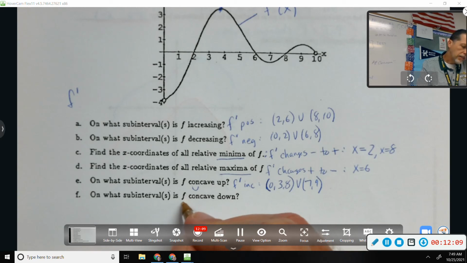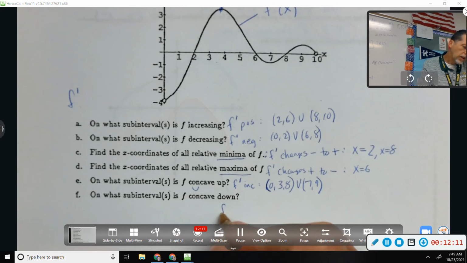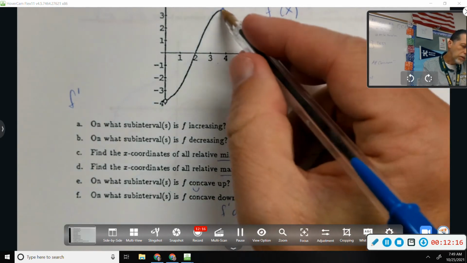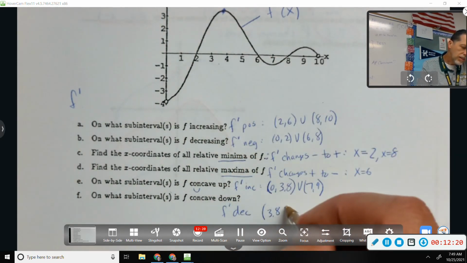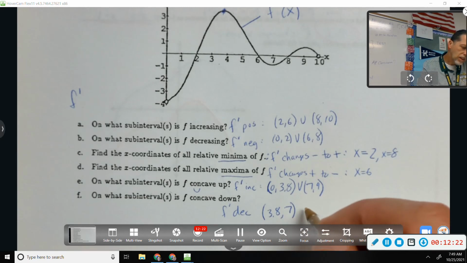f is concave down when f prime is decreasing. So that would be whatever point we said that was, 3.8 to 7, and 9 to 10.